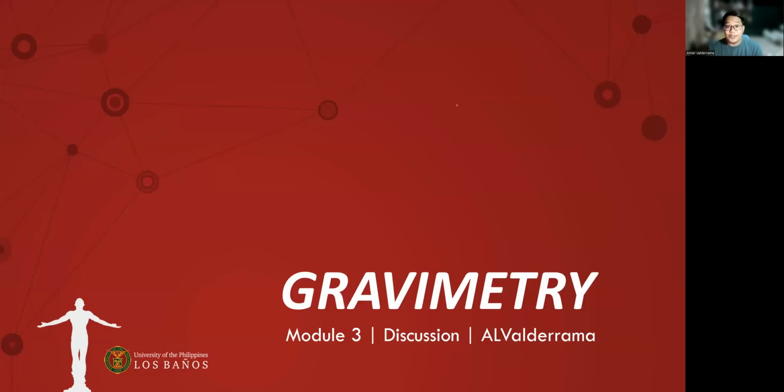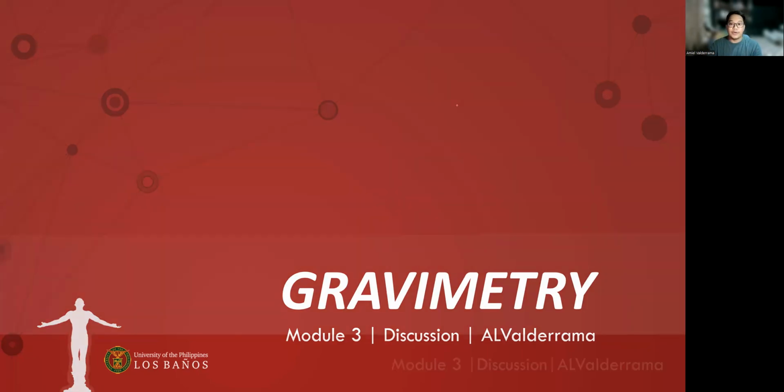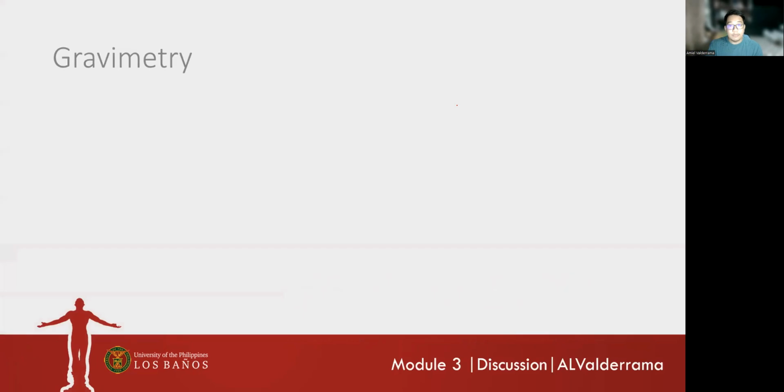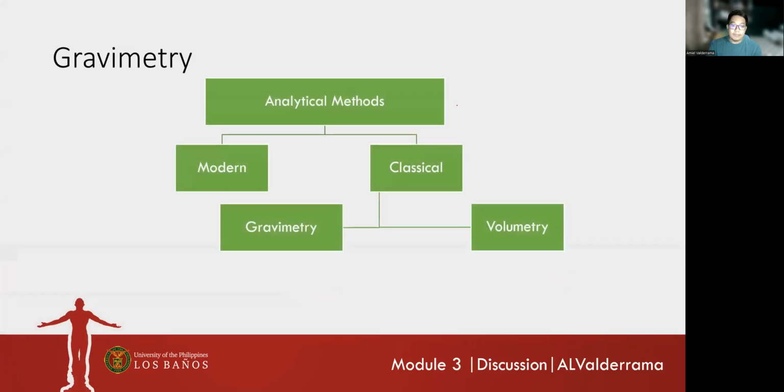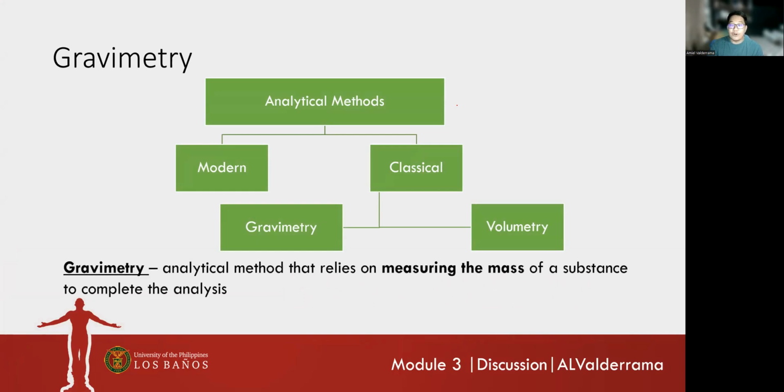So good day, everyone. This will be the pre-lab discussion of gravimetry, which is Module 3 of CHEM 32.1. Before we begin, we'll have a brief introduction of gravimetry. Gravimetry belongs to the classical analytical methods that rely on measuring the mass of the substance. In your module, it is indicated whether gravimetry belongs to the modern or classical analytical methods.